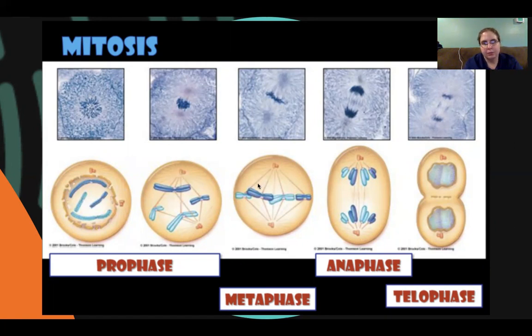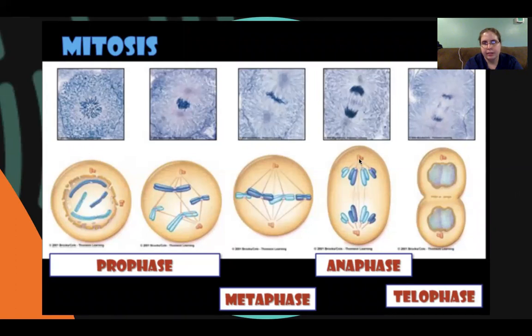Metaphase, the spindle fibers are all attached to all the chromosomes, and they line them up along the middle of the cell. And still see how they're in a clump. And then here, they're lined up, more or less in a straight line. These clouded regions here, that's where the centrioles would be.